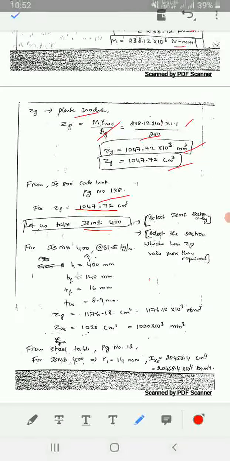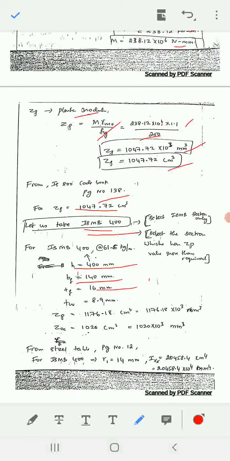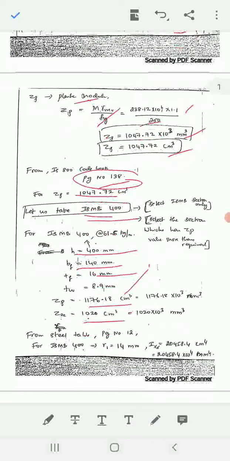Okay, we'll continue. Now we've got ISMB 400. For that, the H value, BF value, TF value, TW value, ZP value and ZE value, everything should be noted down from page number 138 of the code book, right?